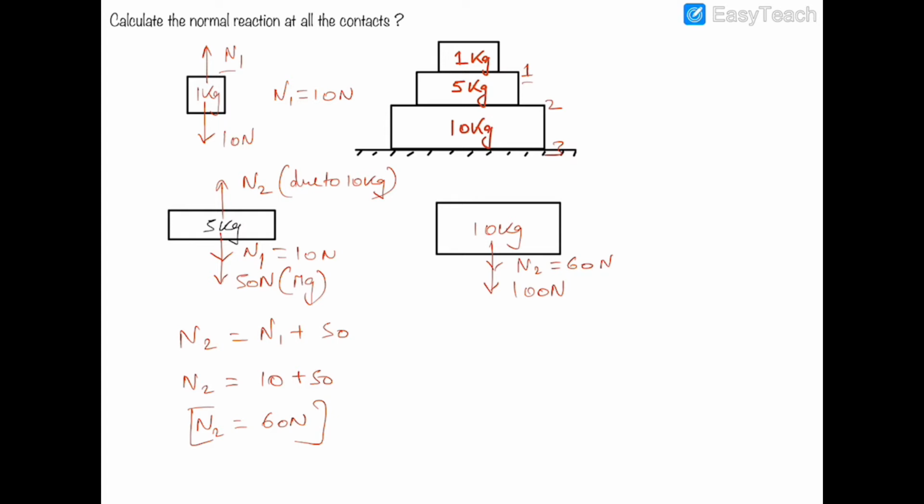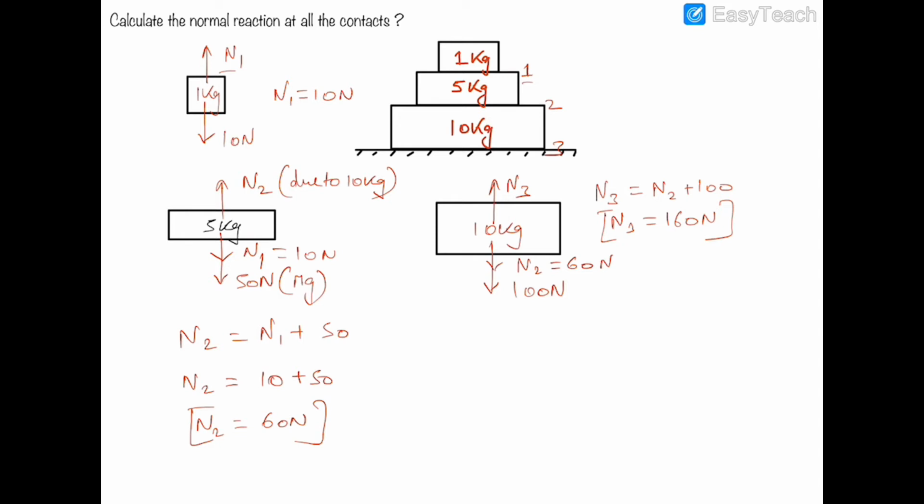Now the 10 kg block is still at rest, so there will be a force N3 acting on the 10 kg block in the upward direction, which is the normal reaction due to the earth contact. If I balance out the forces, then I can say that N3 will be equal to N2 plus 100. So N3 will be equal to 160 newtons. So these are all 3 normal reactions.